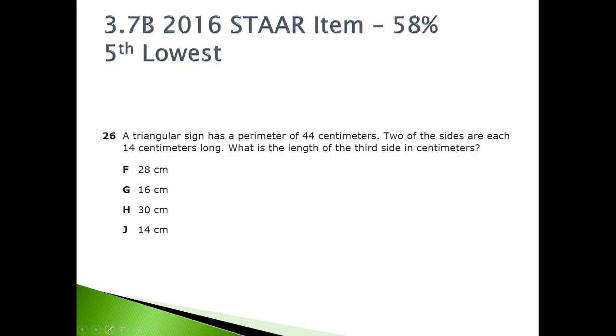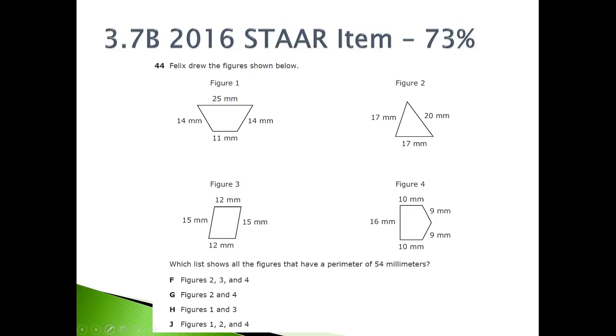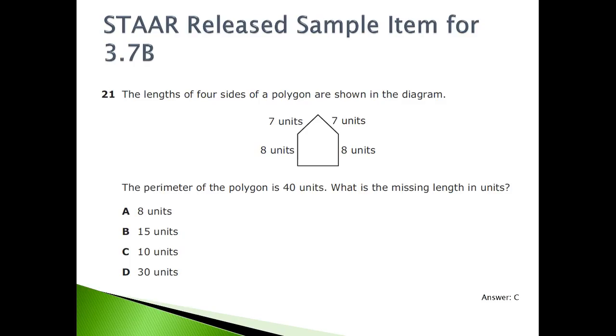Now, this is the 5th lowest scoring item. Notice that, again, the kids need to draw the figure and then write down the side lengths that they do know to help them figure out the missing side length. Here's another item that was tested on STAAR. Notice in this case there are 2 or more figures that the kids are going to have to choose that has 54 millimeters. This particular item is a release sample item, but it shows that there is a missing side.